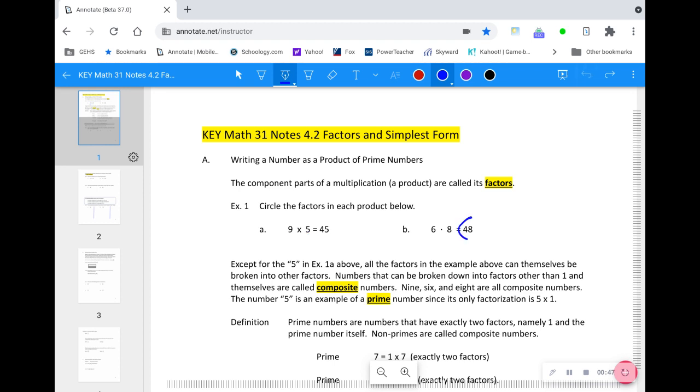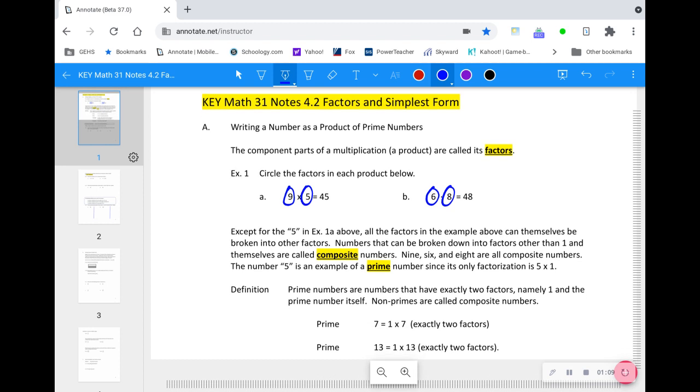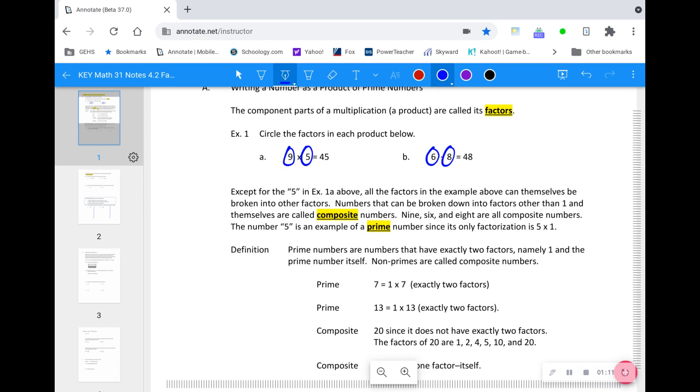Okay, and you look at 48, and the factors of 48 are 6 and 8, and we're supposed to circle them. So that's one way to break apart 48. You could say 3 times 12 is another way. So let me go back and circle the factors in the other one. Factors are parts of a multiplication problem. And you have learned from these first two examples here that it can be done several ways.